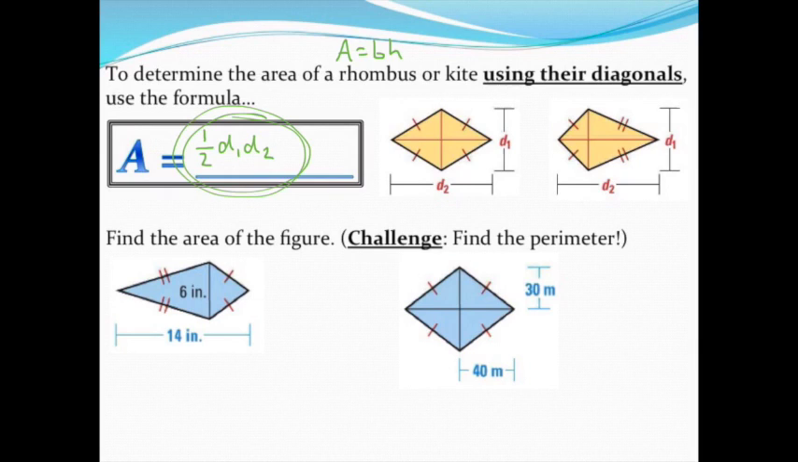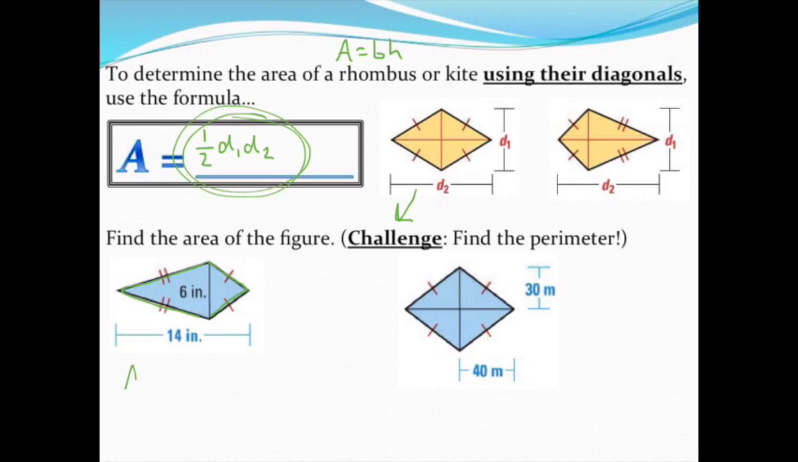So let's go ahead and find the areas of each of those figures down below, and then once again we'll attempt the challenge on the rhombus by finding its perimeter. So in this first figure, I'm dealing with a kite. I know it's a kite because I have two congruent sides that are consecutive. They're next to each other. So I do know I'm working with a kite.